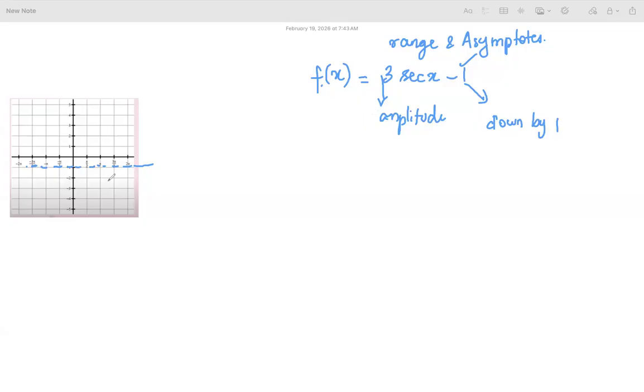Mirroring a secant graph is honestly tough for me. So let's see 3 amplitude. First, I'll draw a cos graph. Okay, let me see. This is 1, 2, 3. So this is going to be a -1. I'm just drawing a cos graph, guys. 1, 2, 3. Then again 1, 2, 3.